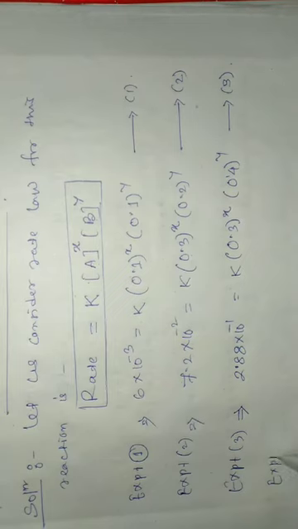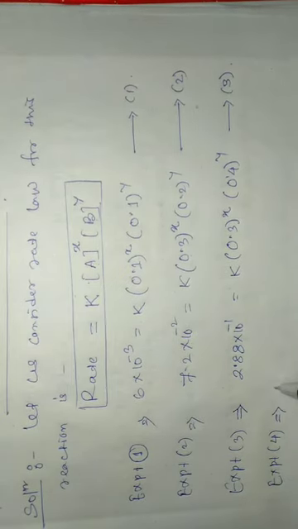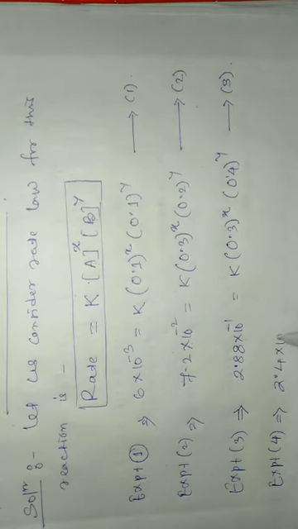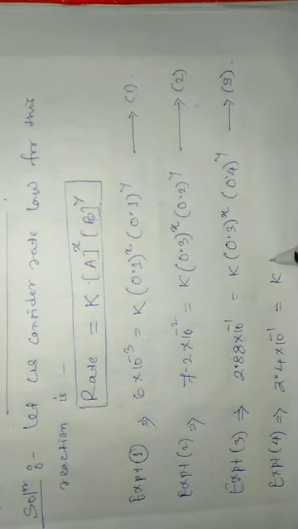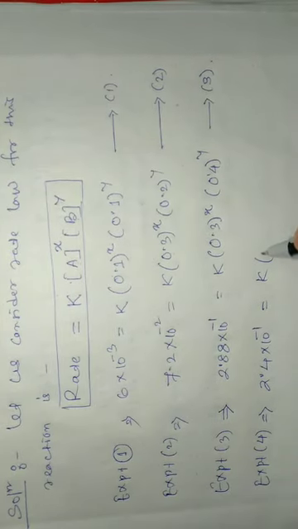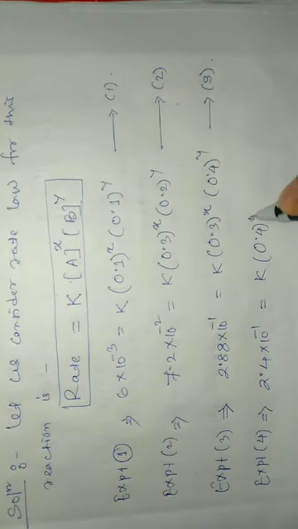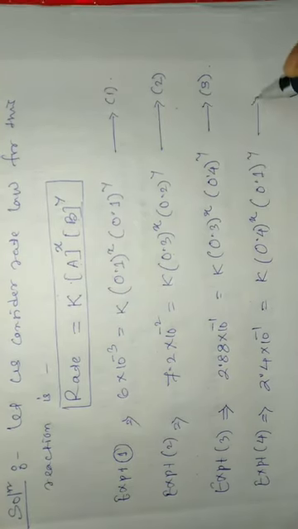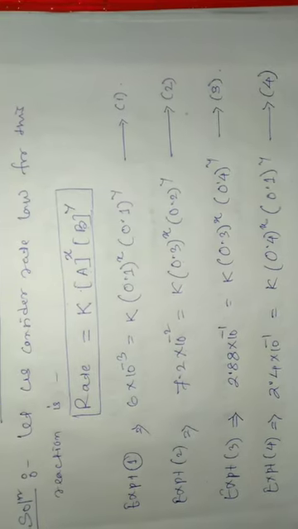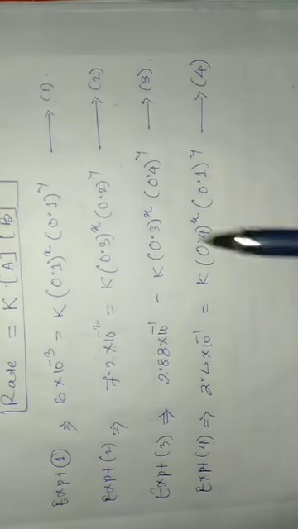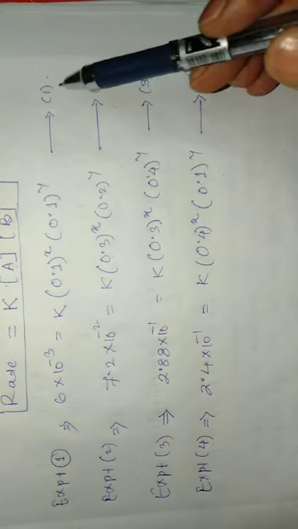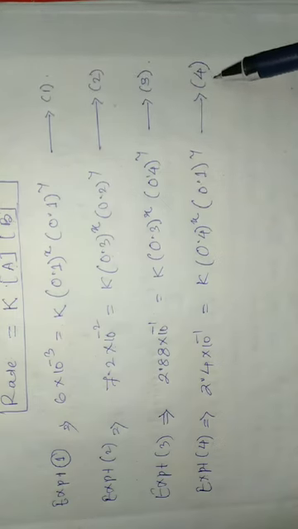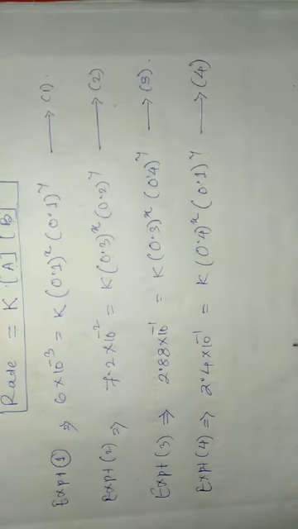Similarly applying to experiment number 4, the rate is 2.4 into 10 to the power minus 1 equal to K into concentration of A 0.4 to the power X and concentration of B 0.1 to the power Y. Let us consider this is equation number 4. Now we have to use these 4 equations to try to determine the values of X and Y.